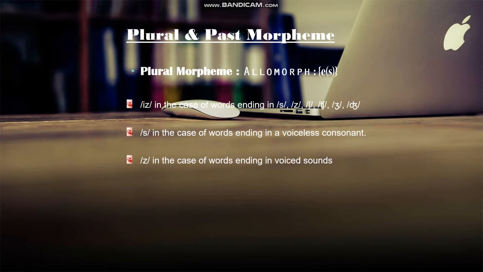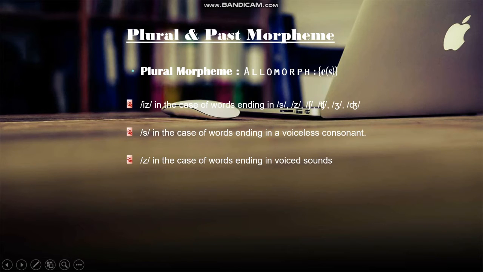Next, plural and past morpheme. The first is plural morpheme. Ez in the case of words ending in s, z, ch, sh, and j. S in the case of words ending in a voiceless consonant. Z in the case of words ending in voiced sounds.